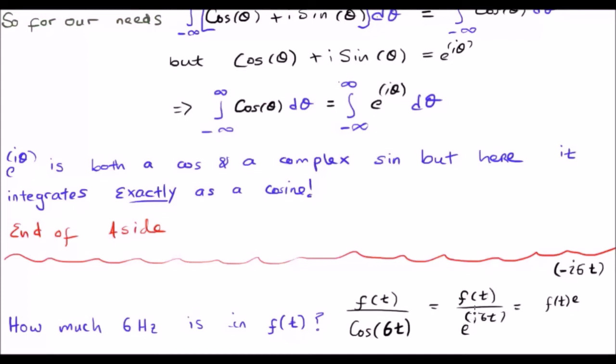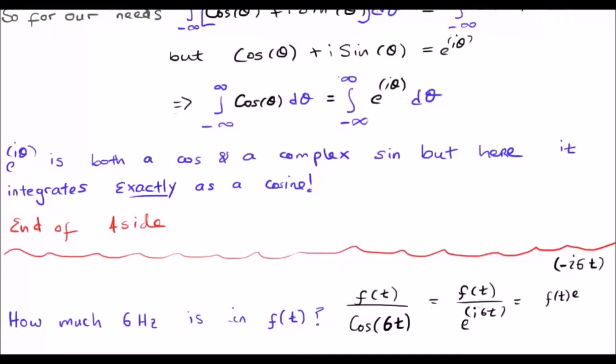But we can bring this part of the expression above the line provided we change the sign on the argument. So we have f of t multiplied by e to the minus i 6t. So what that means is that f of t multiplied by e to the minus i 6t is the same as dividing our function by cosine 6t in this particular case. But this is also only at a particular point in time.